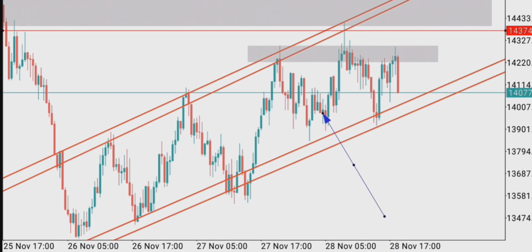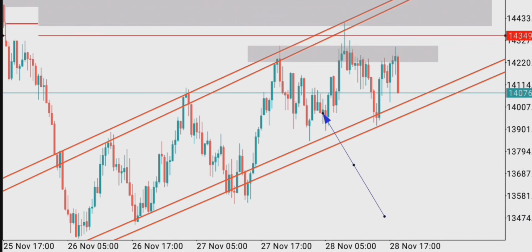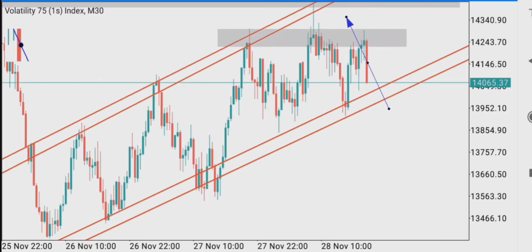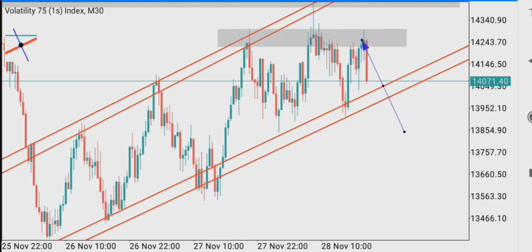Okay, so my SL is going to be around this level, or better still, my SL can be here around this level. Now it means that I still expect the market to pull back to this level. I should expect the market to pull back to this level. Most of the time the market doesn't come here and start going down immediately like this.